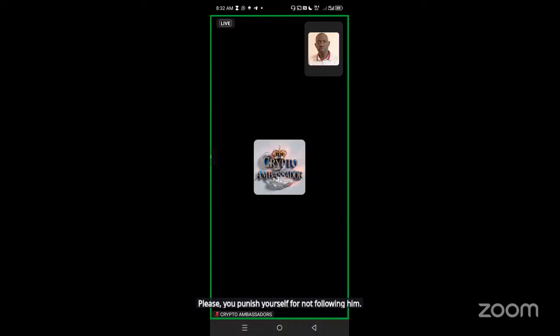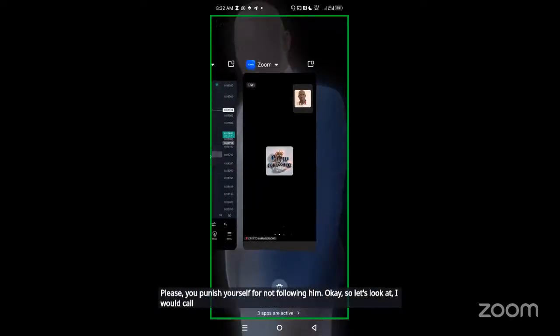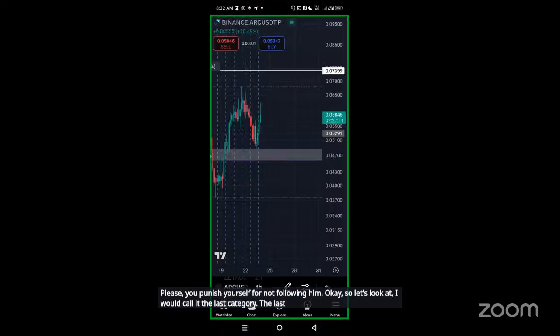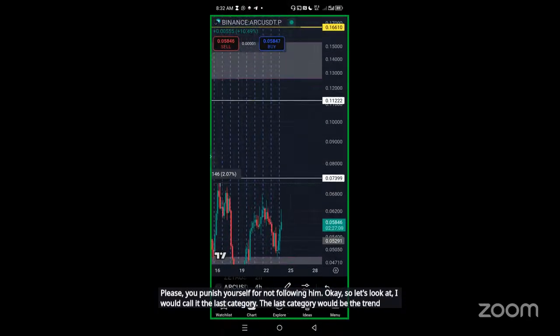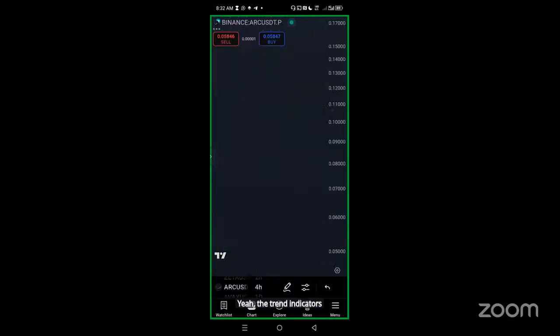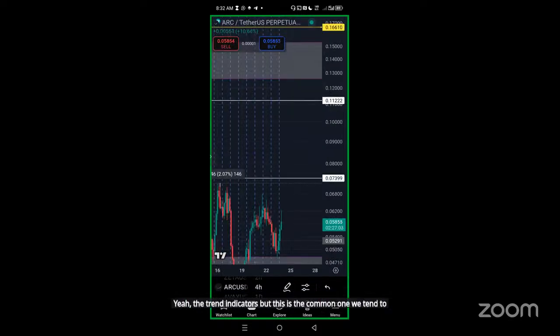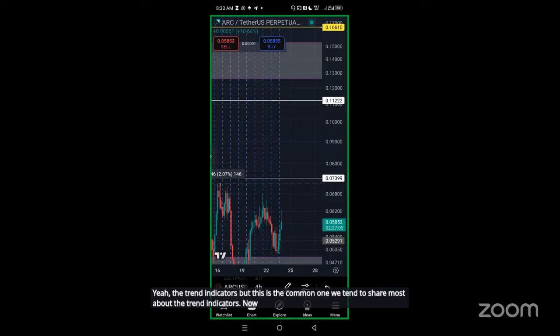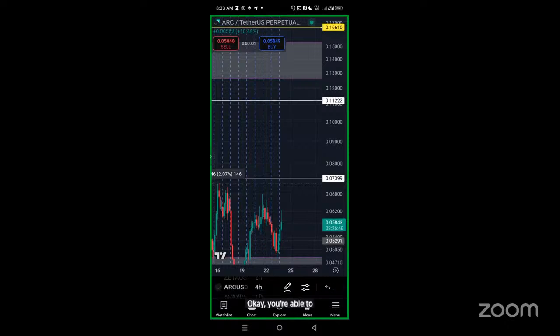Okay, so let's look at what I would call the last category. The last category would be the trend indicators. Yeah, the trend indicators. This is the common one we tend to share most about. Basically, what the trend indicators do is help a trader identify the direction and strength of a market trend. It helps in showing you the direction in which the market price is actually taking.